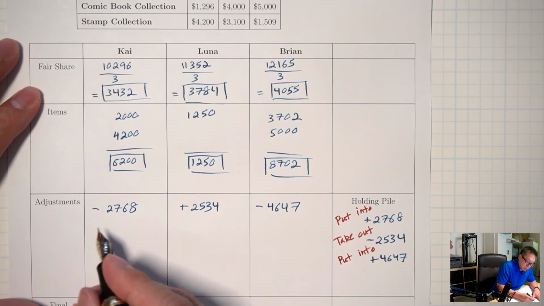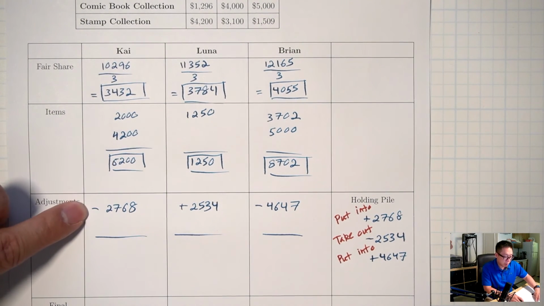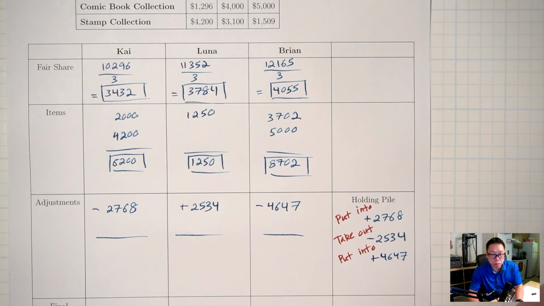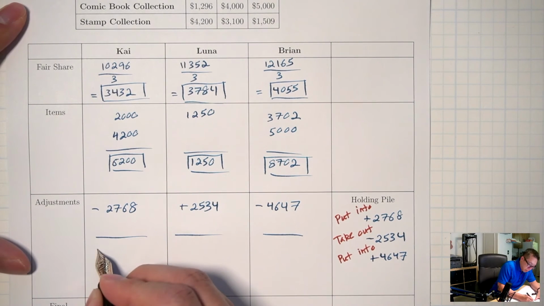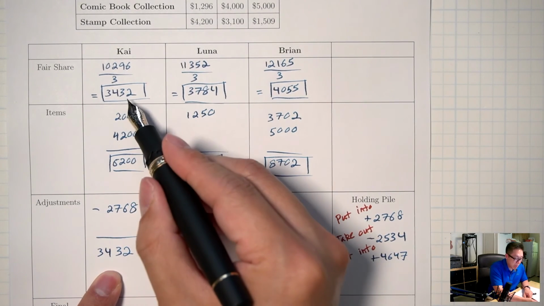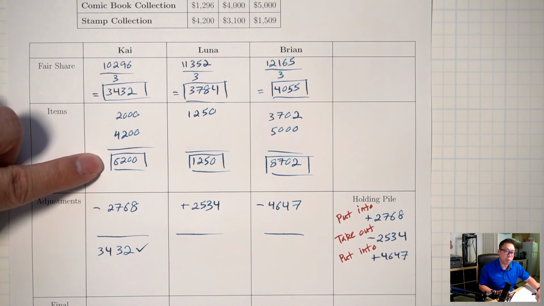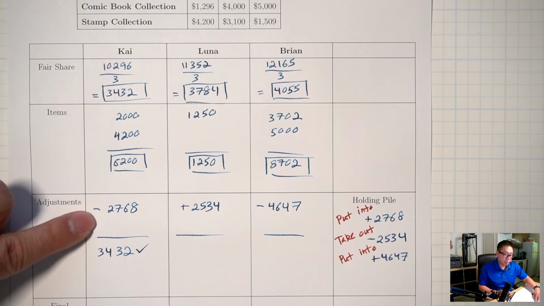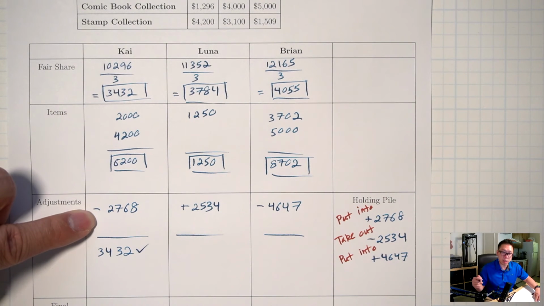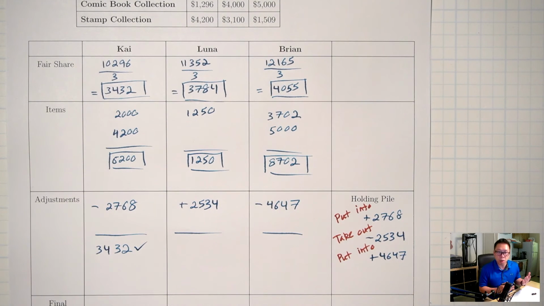Okay, now we're going to figure out where everyone is at. So take the items and then subtract 2768. So 6200 minus 2768, 3432. If you did it correctly, the number you get here should match the fair share number. So we're good here. He got $6,200 worth of items, and he's going to pay $2,768 into the holding pile, and now he's at 3432 overall.